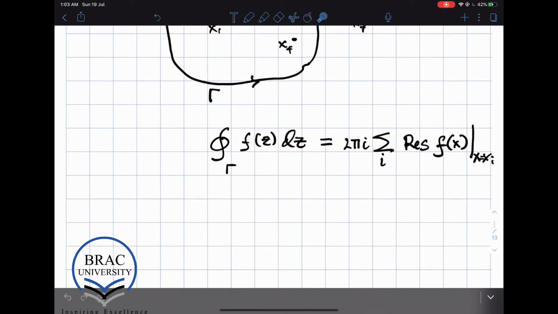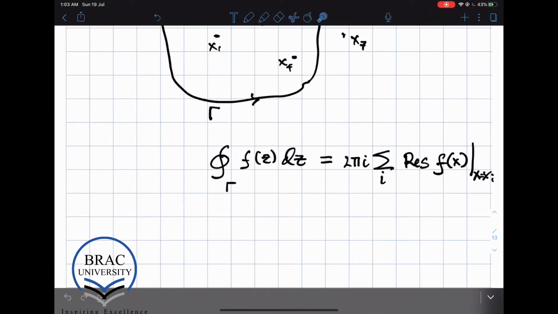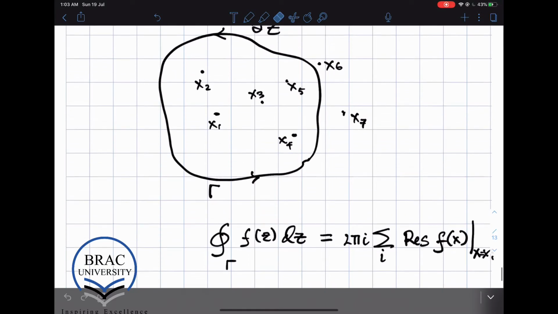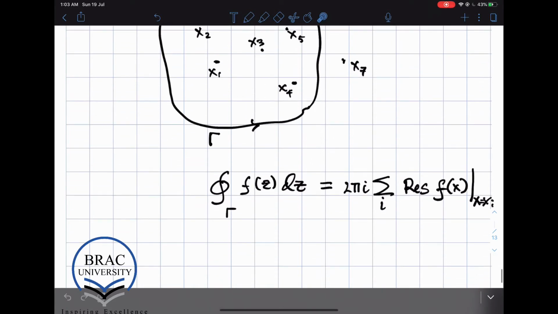Okay? So if you don't know what residues are, I suggest that you go back to your complex analysis course and review that. Roughly speaking, if you have a Laurent series expansion of a function, then the residue is the coefficient of the term which is the 1 over z minus z naught term. Here I kind of mixed up my notation a little bit. I'm using x and z to call the same thing. So maybe I should correct that. Okay, let me do that.